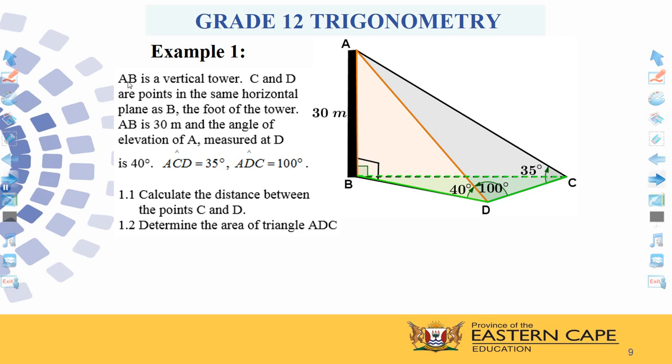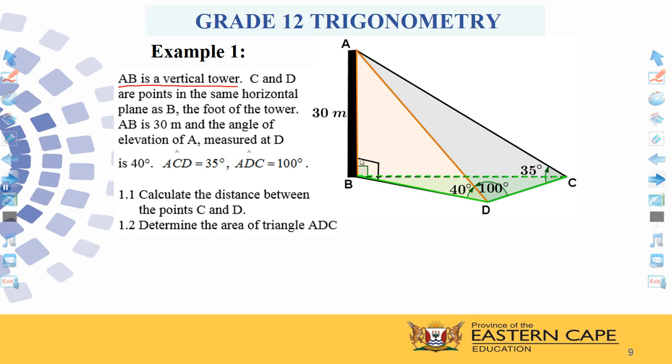So in the diagram alongside, which is usually a diagram and a picture below, especially in technical mathematics, there's usually a picture if the problem is realistic. So we're having a story here. AB is a vertical tower. Where is AB? There is AB. C and D are points on the same horizontal plane as B. So C, D, and B are on the same plane. It's like on the ground. Everything is on the ground, and the ground is level, so to speak.